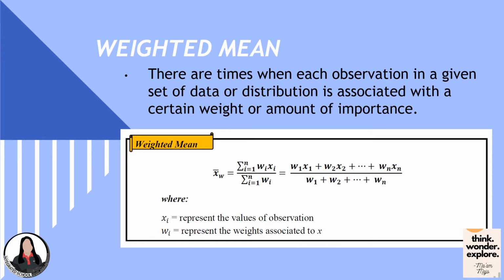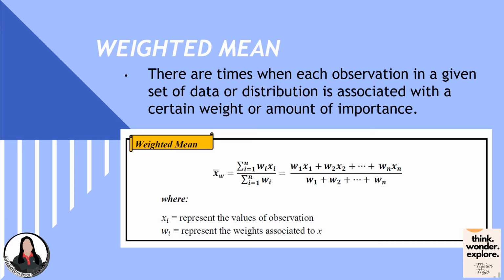So one kind of mean is noted as weighted mean. Kaya siya sinabi na weighted mean is because there are times when each observation in a given set of data or distribution is associated with a certain weight or amount of importance. Okay? So ginagamit to more often sa mga rubrics, kung ilang porsyento ang isang criteria, tapos may score ka. So, ginagamitan siya ng weighted mean. At paano siya ginagamit?